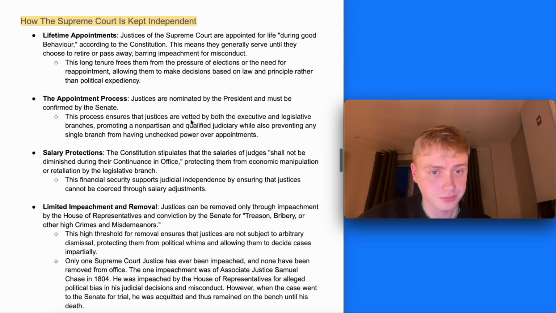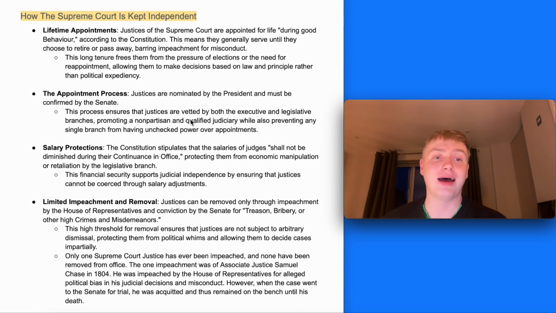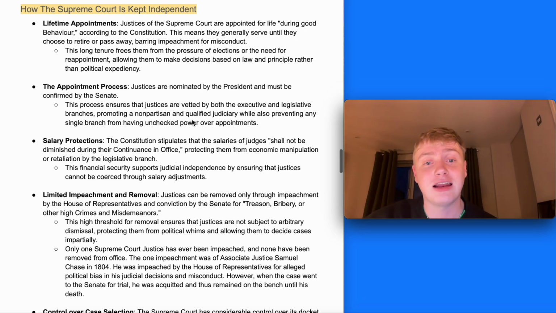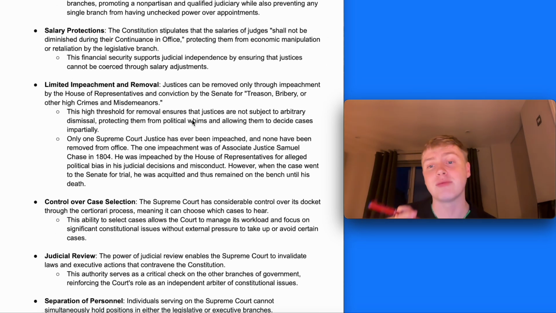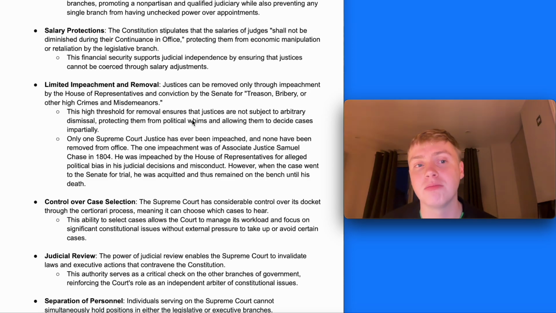The appointment process also ensures independence. They're nominated by the president and must be confirmed by the Senate, and this ensures that justices are vetted by both the executive and legislative branches, promoting a non-partisan and qualified judiciary, whilst also preventing any single branch from having unchecked power over appointments. The Constitution stipulates that the salaries of judges shall not be diminished during their continuance in office, protecting them from economic manipulation or retaliation by the legislative branch. And this financial security supports judicial independence by ensuring that justices can't be coerced through salary adjustments.